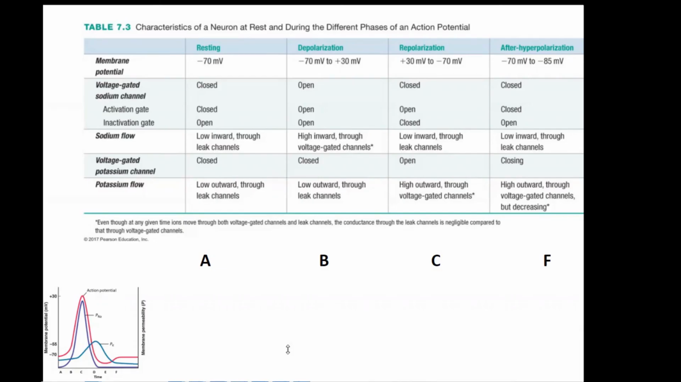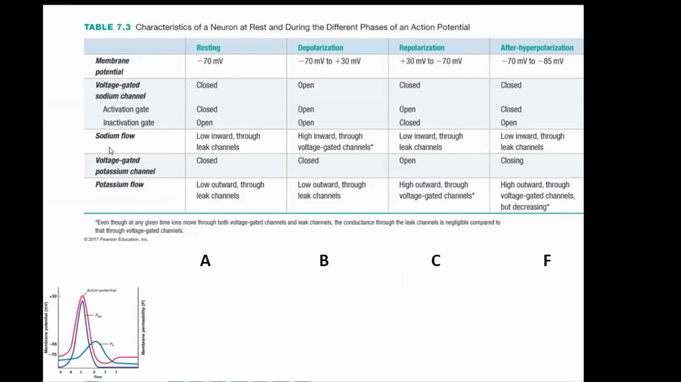If we compare them to the chart, we can see the answers to most of these. Our voltage-gated channel that has both an activation gate and an inactivation gate is the sodium one. Our sodium channel has two doors, so we have to track both doors, because both doors have to be open in order for the sodium to flow through. The time point at which they're both open is depolarization.